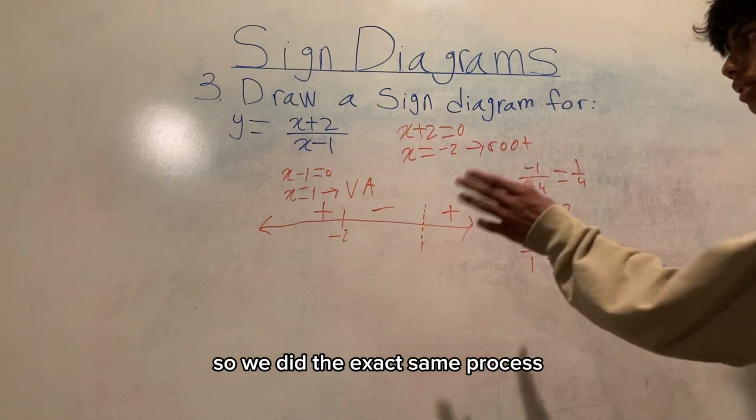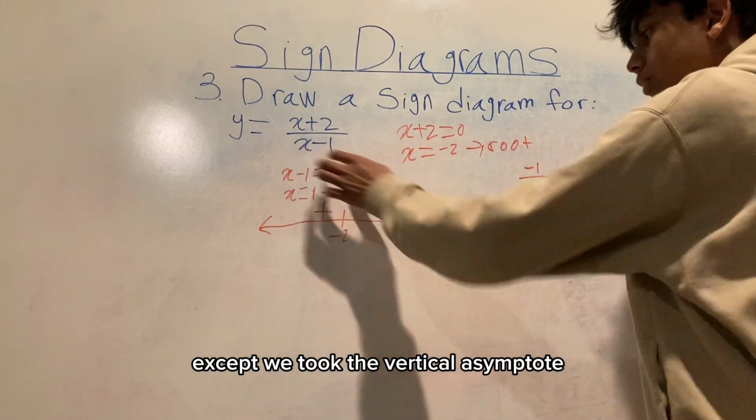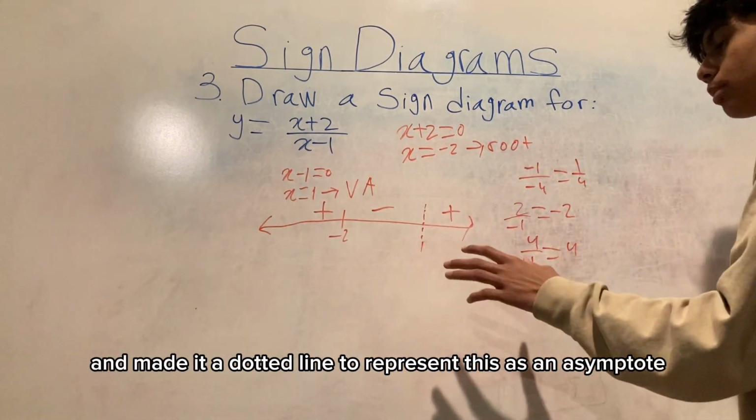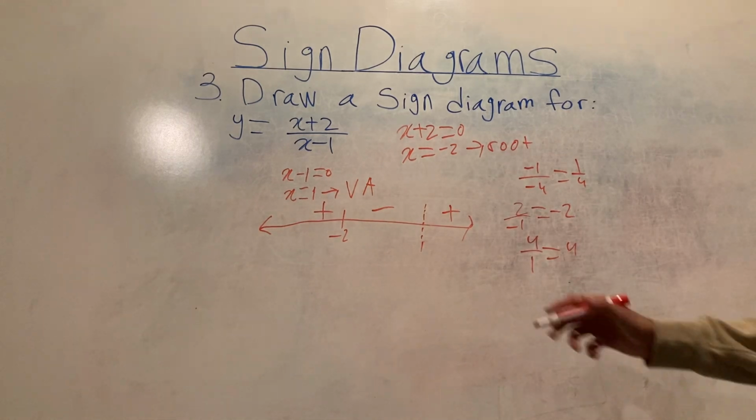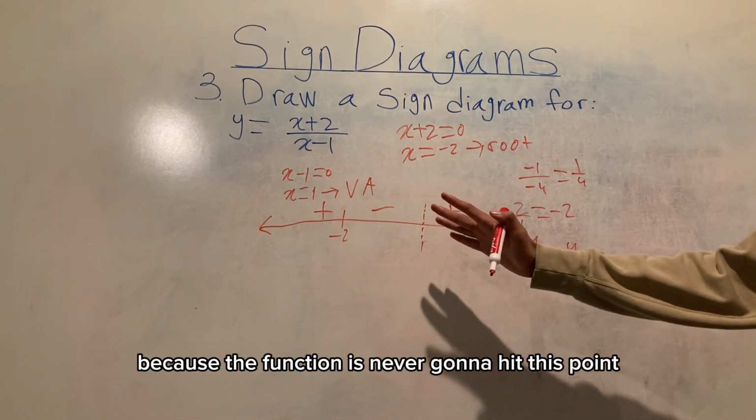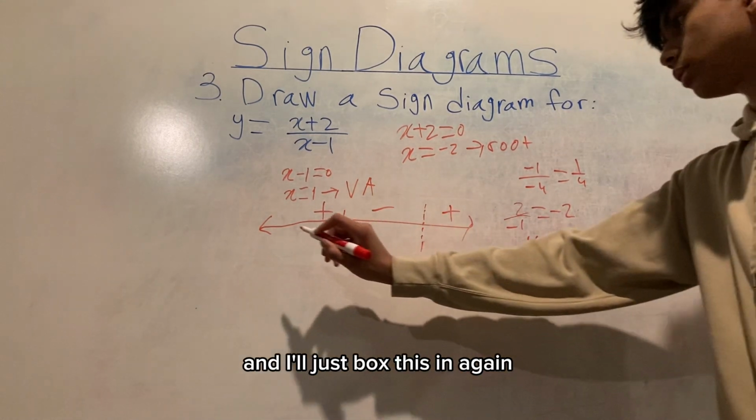So we did the exact same process, except we took the vertical asymptote and made it a dotted line to represent this as an asymptote. Because the function is never going to hit this point. And I'll just box this in again.